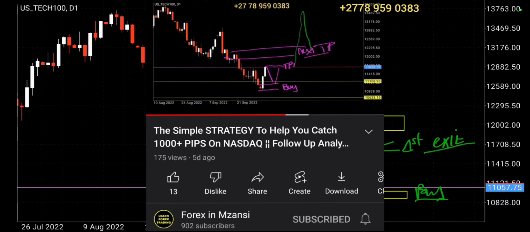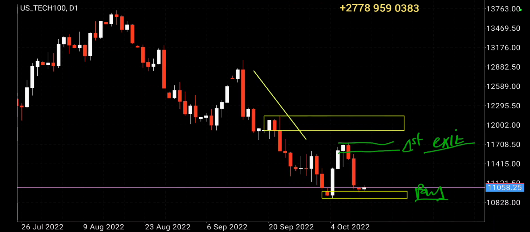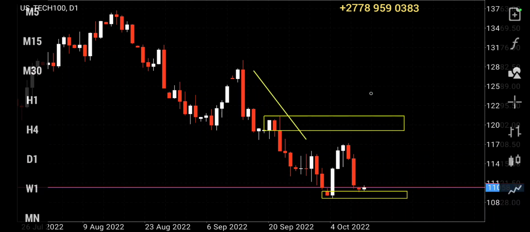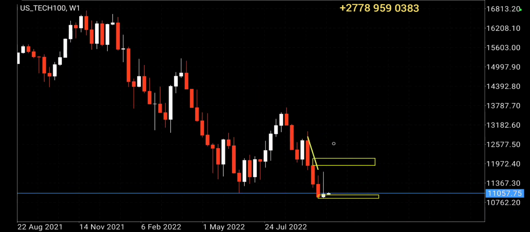Remember in the video that I posted, I also showed you that this is going to be your first exit, and then the next one can be your last exit, which is your daily, and I think it is also found inside the weekly, because remember the weekly is here. So basically, if you're executing on daily, you can use daily as your first exit, and then the higher time frame in your sequence, which is going to be your weekly, can be your final TP.